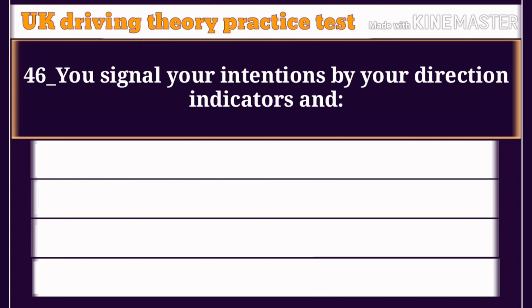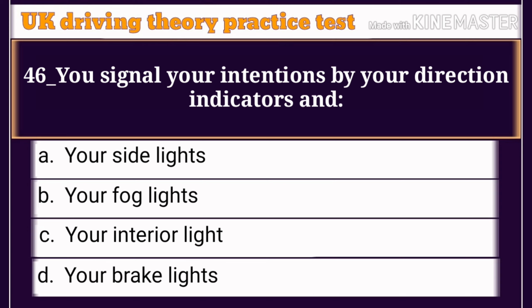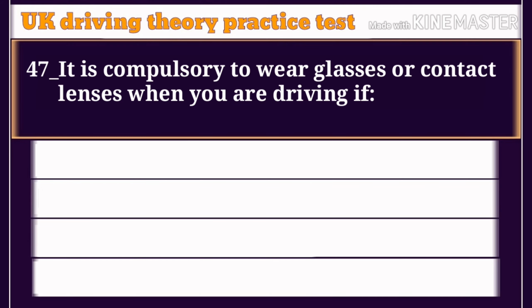Question 46. You signal your intentions by your direction indicators and A. Your side lights. B. Your fog lights. C. Your interior light. D. Your brake lights. The correct answer is D. Your brake lights.